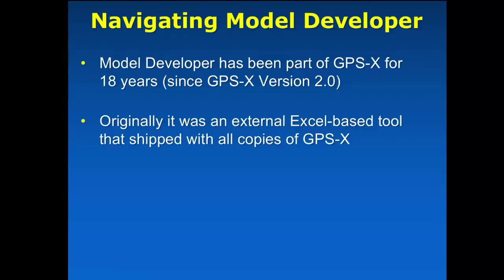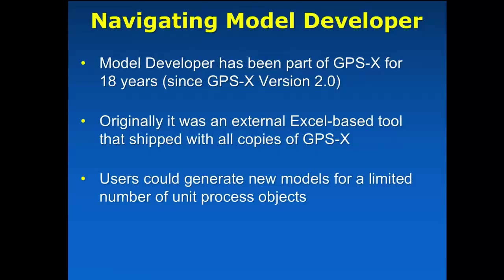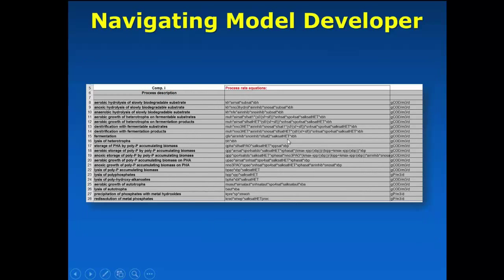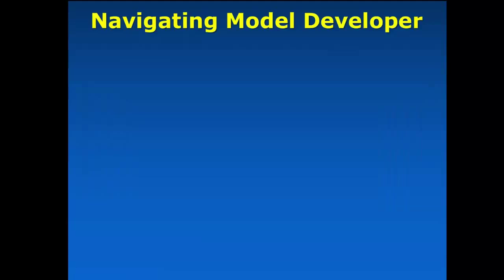Originally it was an external tool. It was an Excel spreadsheet-based tool that had a lot of other code built around it, and it shipped with all the copies of GPSX, and it was available with all of the licenses. And users could generate new models for a limited number of unit process objects. In the beginning, it was only for the CSTRs and the plug flow tanks, and I believe the SBRs. And this is what it looked like back in the day. You had a lot of information contained in this matrix with all the state variables across the top and the rates down the side, and you could type out what you wanted your equations to look like, and it was all done within an Excel spreadsheet. And then you would hit the generate button and it would produce some code.